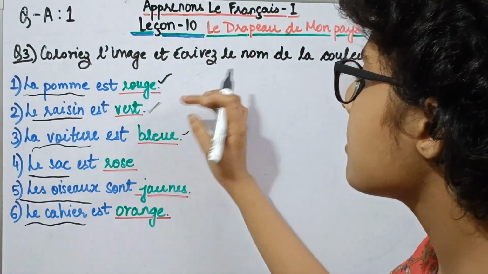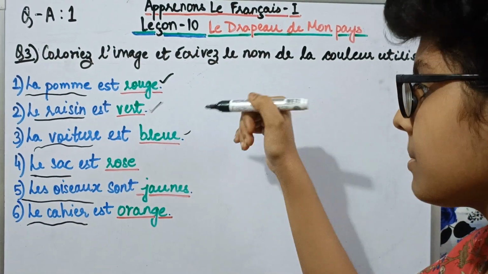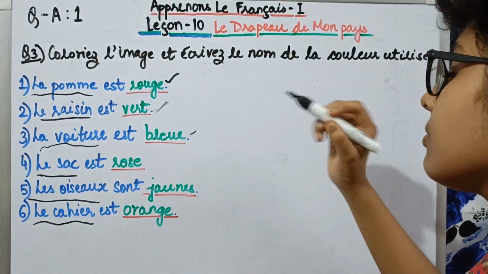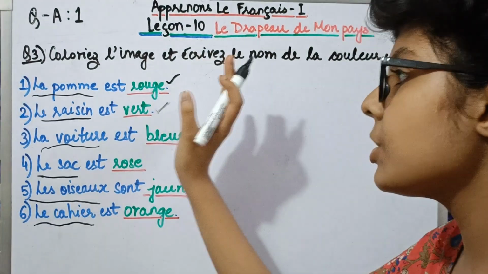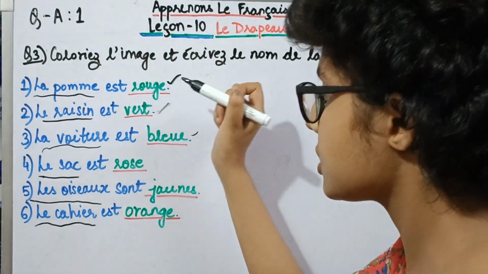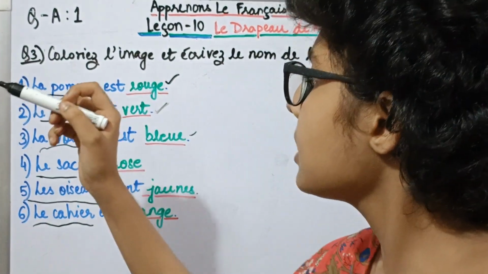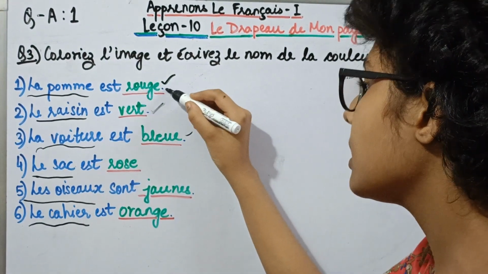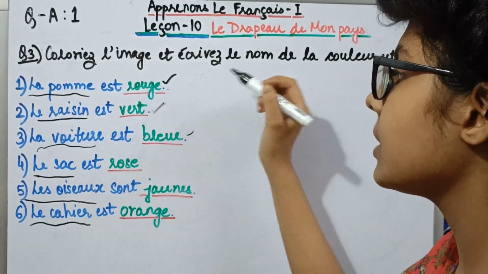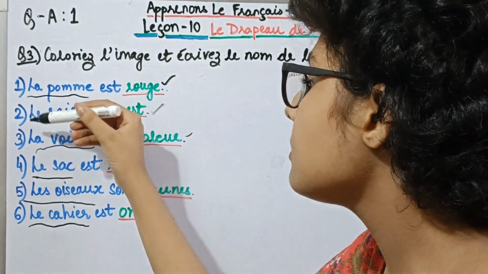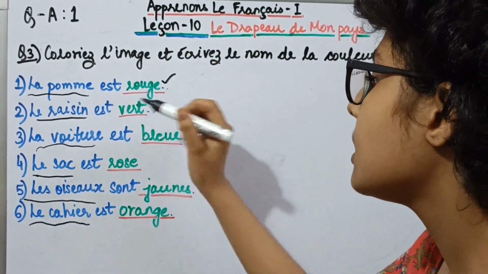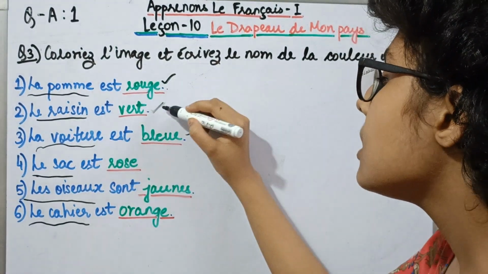As you all know the names of the colors, how do we pronounce them in French? So I have written these answers for a demo so that it would be much easier for you to write this question. So the first part here we have is la pomme est rouge. The apple is red color. Then we have the second part, that is le raisin est vert. It means the grapes are green.